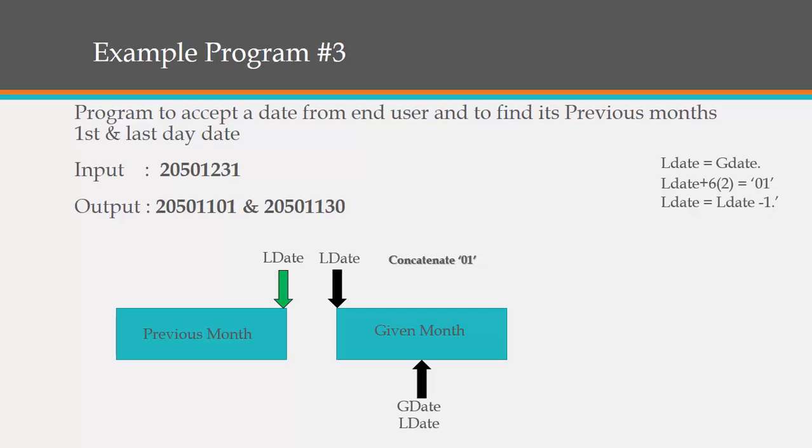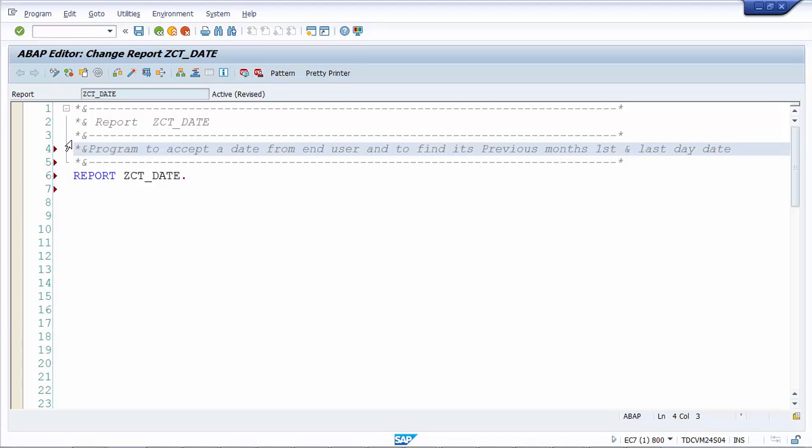To get that, we will be assigning L date's value to F date, and once that is done, we'll again set its day value to 01, which will point to the first day of the previous month. And that's it. It's pretty simple. So let's get into the ABAP editor and write down this code, execute it and debug it as well. So we are back in our ABAP editor, wherein we want to accept a date from an end user and find its previous month's first and last day date.